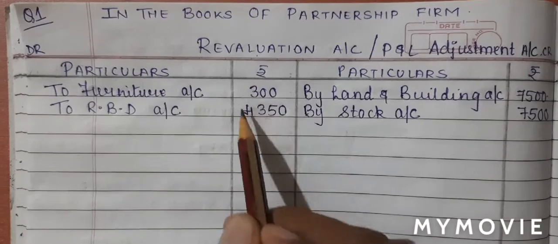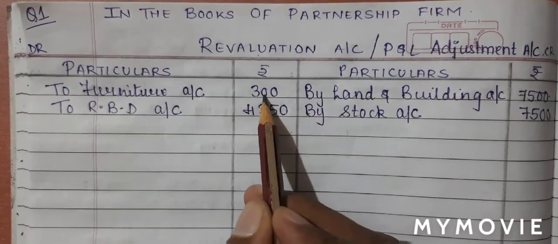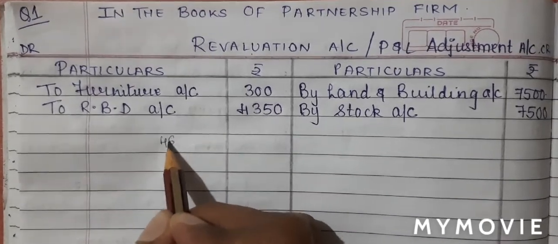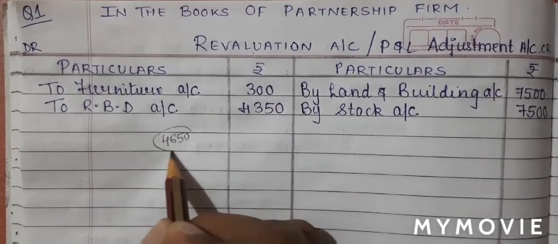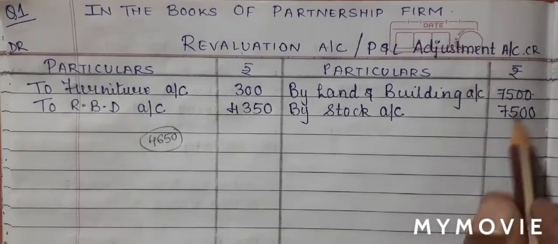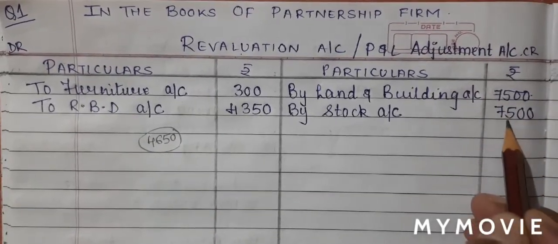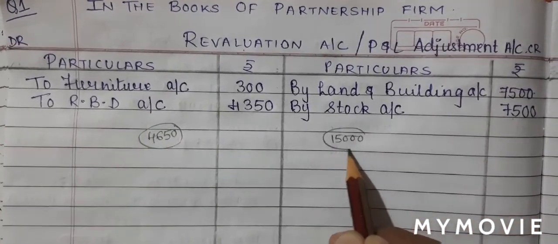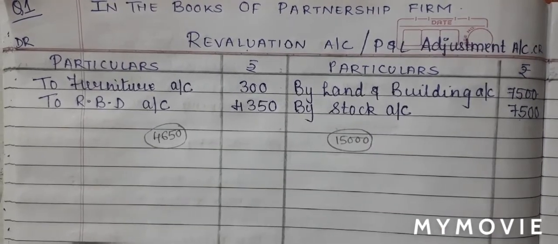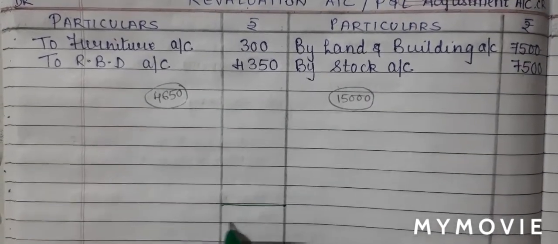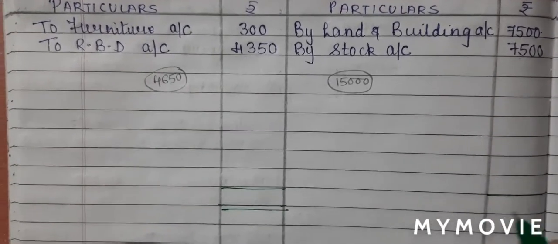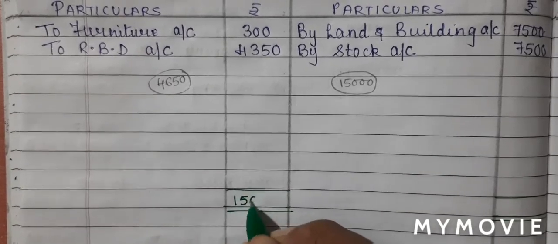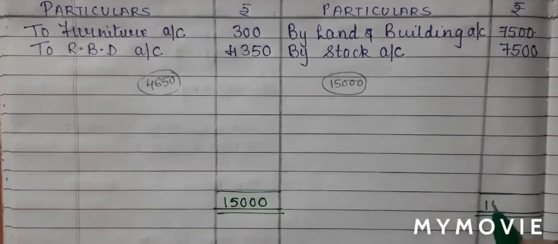So we will first total. So let us total the debit side. So 300 plus 4,350. I get a total of 4,650 rupees. Then I'll total my credit side. 7,500 plus 7,500. I get a total of 15,000 rupees. Now students, we will follow the ledger format. We will double underline on both the sides. Bigger total to be written on both the sides. So I'll write 15,000 on both the sides.